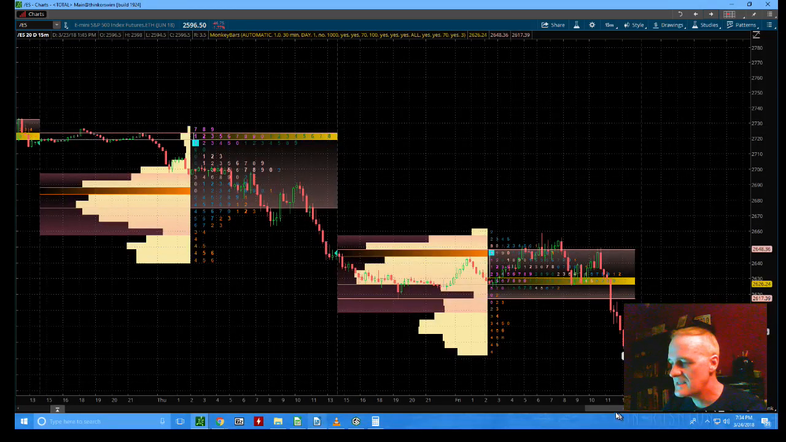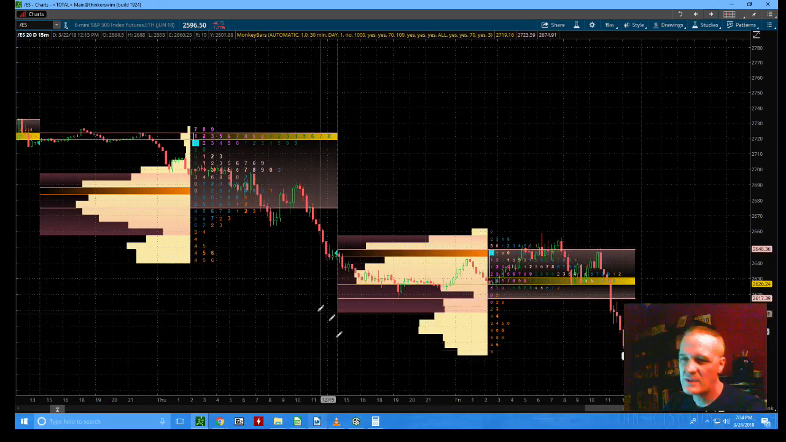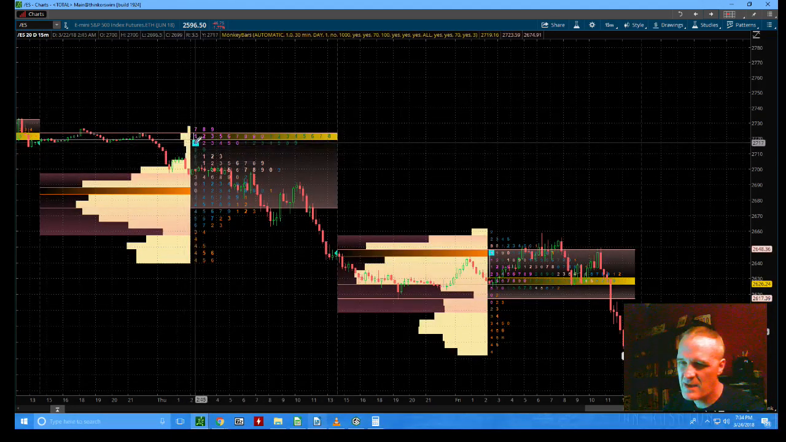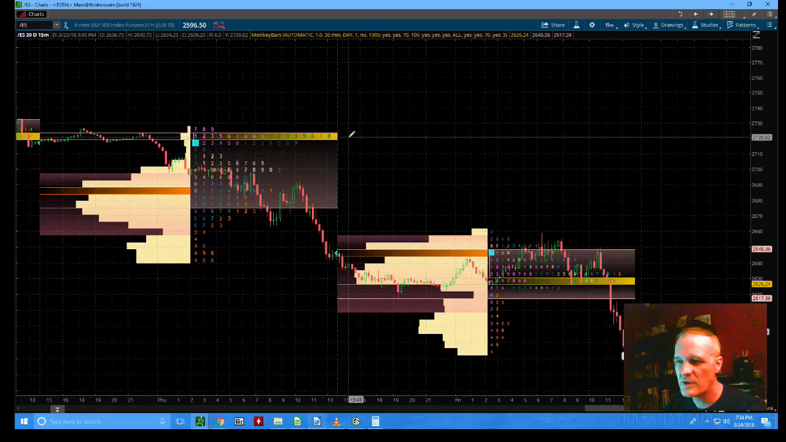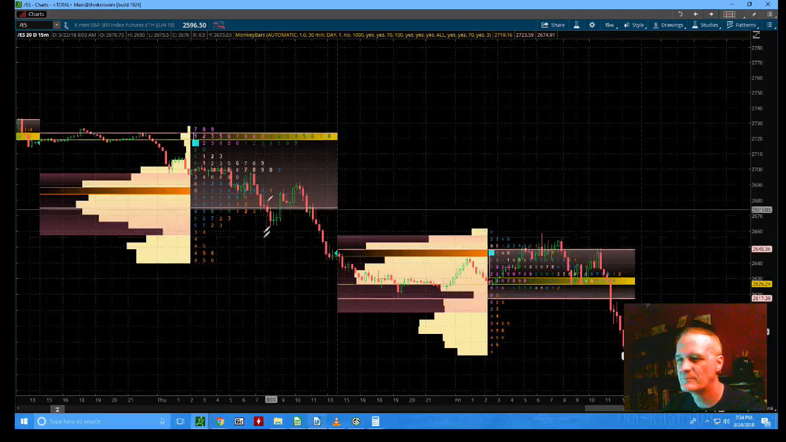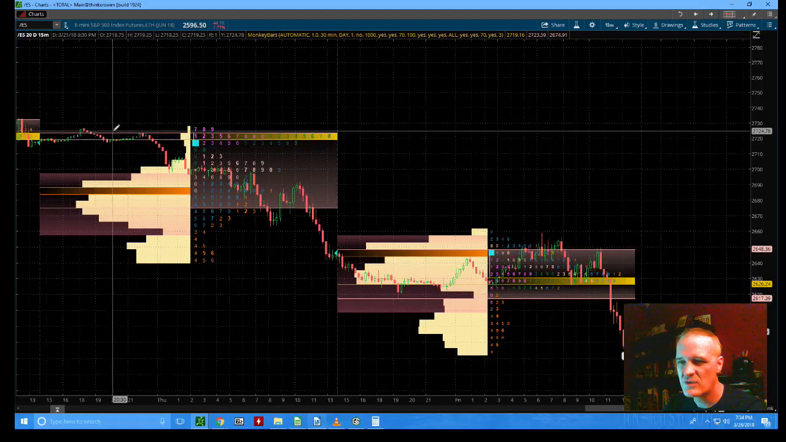Generally speaking, especially when a point of control is very strong, it is difficult for your price to cross back above or below. So in this case, price spent most of its time below the point of control here, okay? And you can see that with all of these trades here.